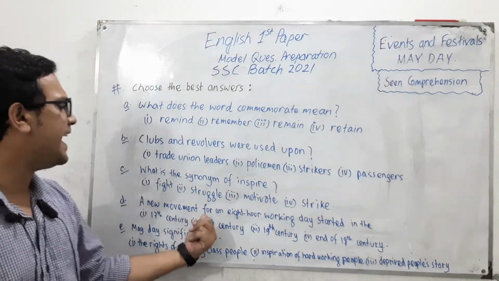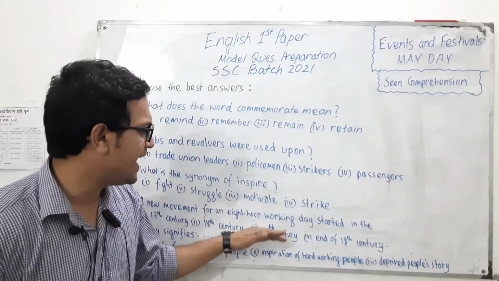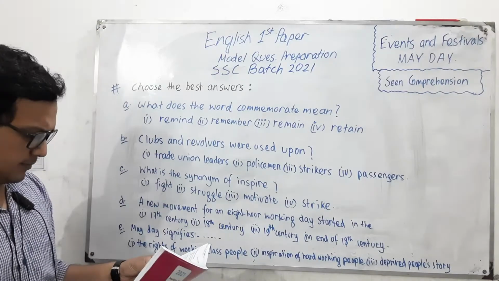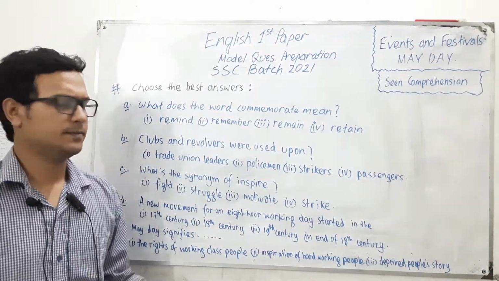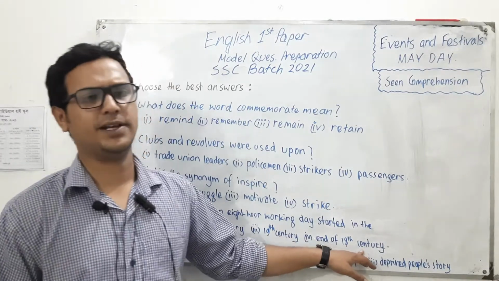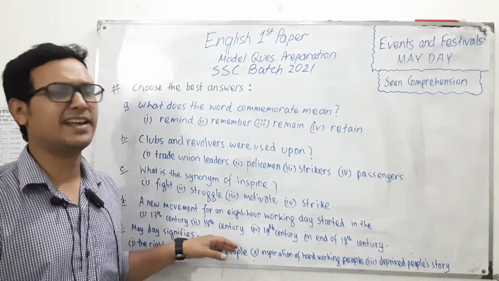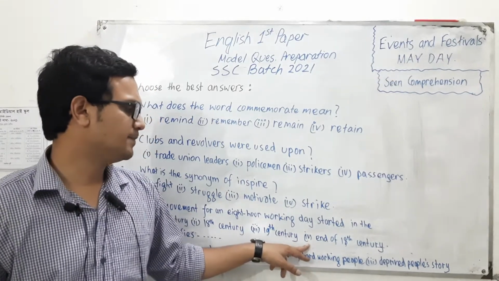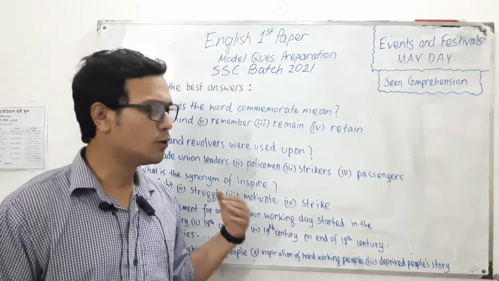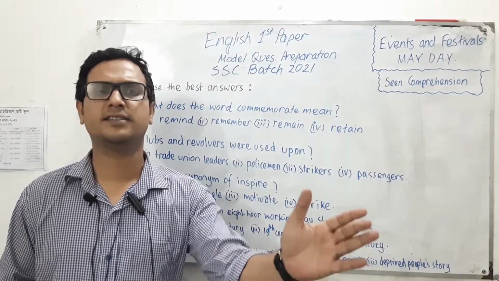A new movement for an 8-hour working day started in the 7th century, 18th century, 19th century, or end of the 18th century? May 1 in 1886. That closely indicates that the answer will be the end of the 18th century. Many of you may make a mistake by writing the 18th century. Probably it happened in the 18th century, but you have another option given. So that is the end of the 18th century, the closest answer to this question, since it happened in 1886, end of the 18th century.